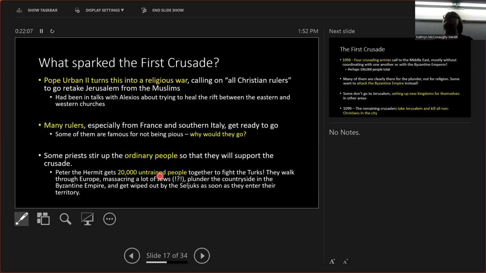So Pope Urban II gets this letter from Emperor Alexios Komnenos of the Byzantines, and he decides this should be a religious war. We're going to get people involved by making this a religious war. He calls on all Christian rulers to go and retake Jerusalem from the Muslims.